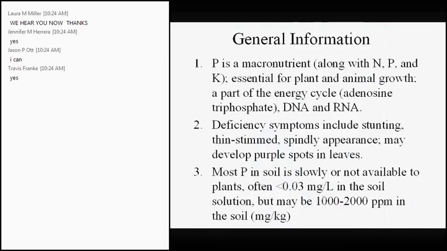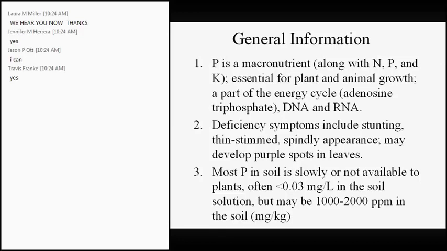Next slide. So some general information slides for the next couple of slides that we'll see. Phosphorus, of course, is a macronutrient along with nitrogen and potassium. It's essential for all plants and animals, and the role that it plays is part of the energy cycle, which is adenosine triphosphate. It also plays a role in DNA and RNA. Its deficiency symptoms are mainly stunted growth, thin stems, spindly appearance, and it also gets some purple spots on dicots, and it gets purpling of the edges of leaves on monocots.